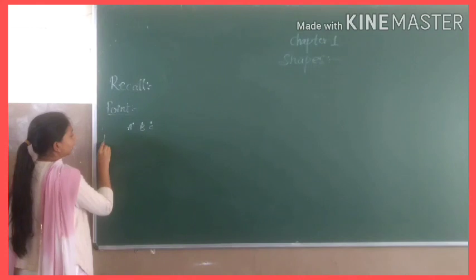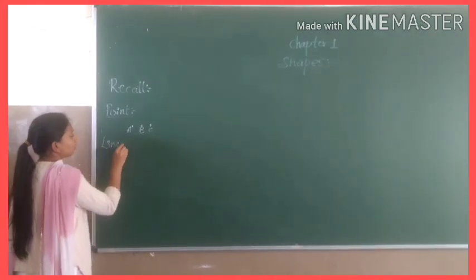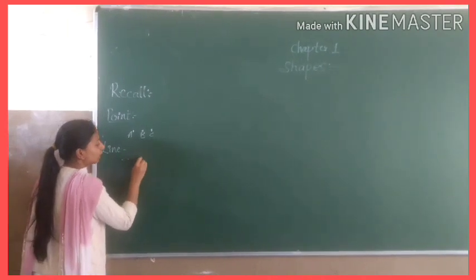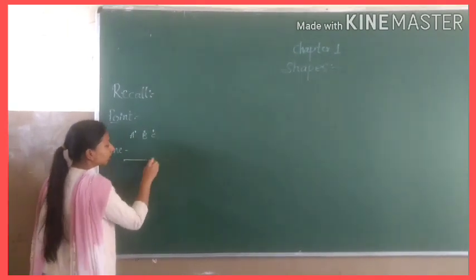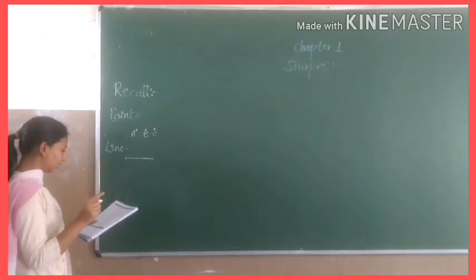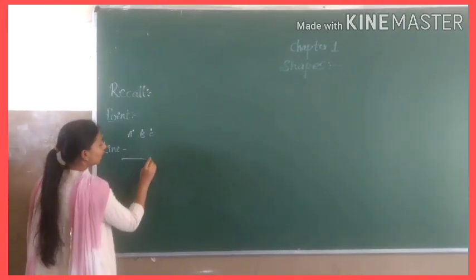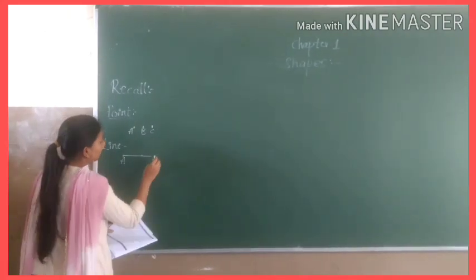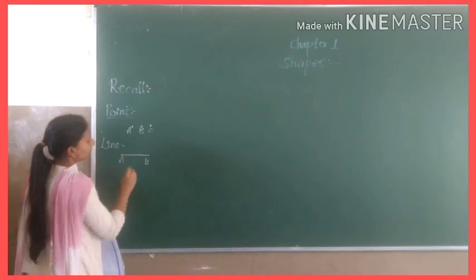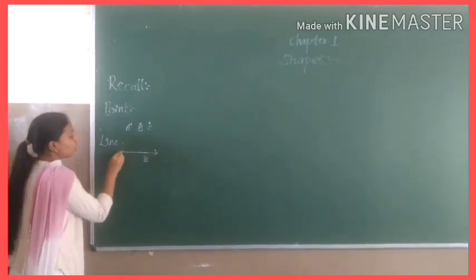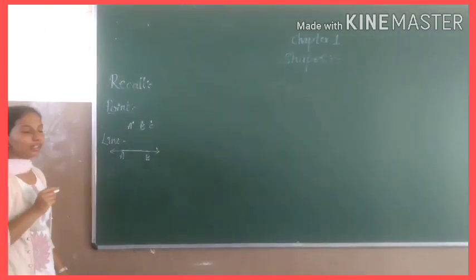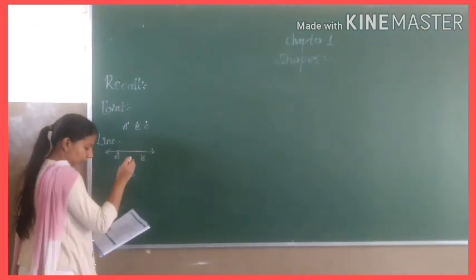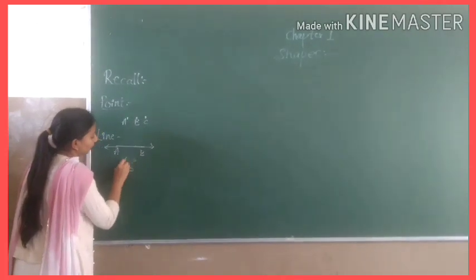Next one is line. When two or more points which are in a straight path are joined together, they will form a line, right? And it has only length. We can denote it by A and B. And we can extend the line on both the sides, right? So this can be denoted by AB. That is, it is a line.